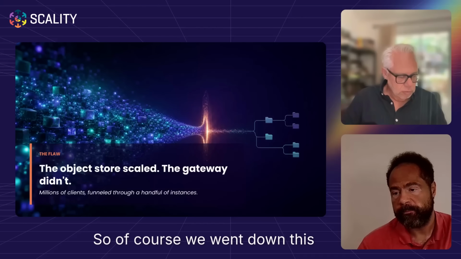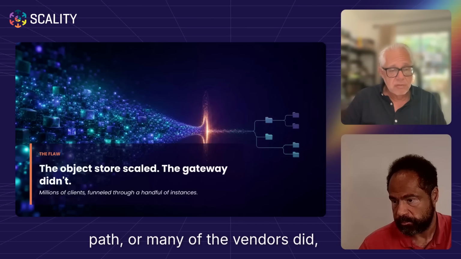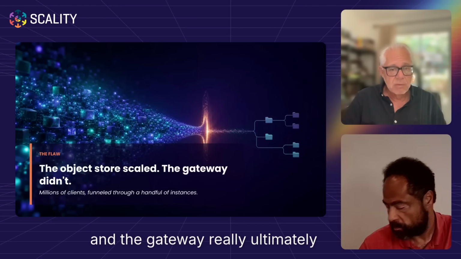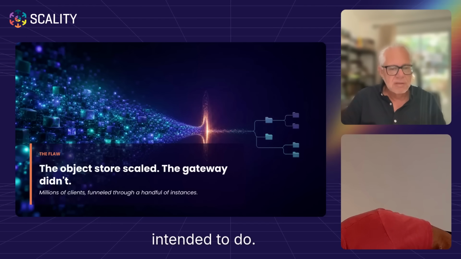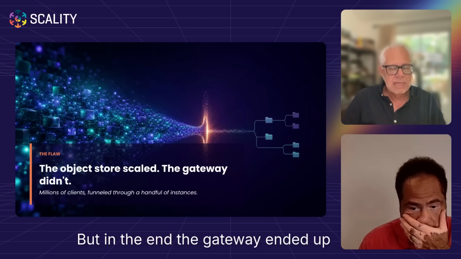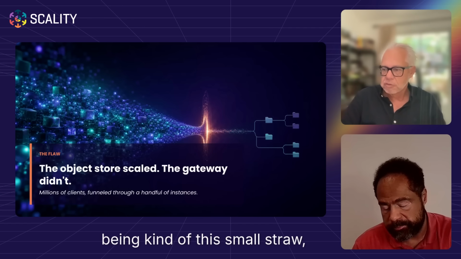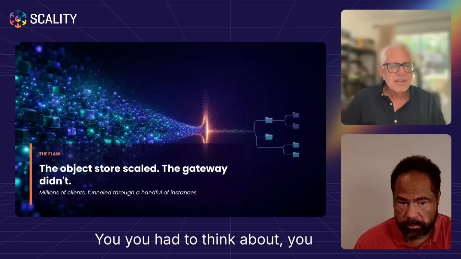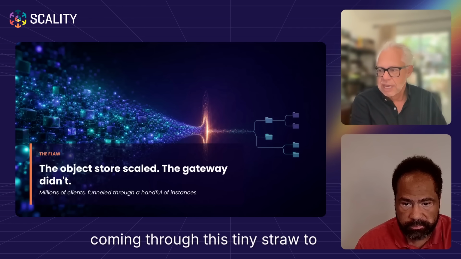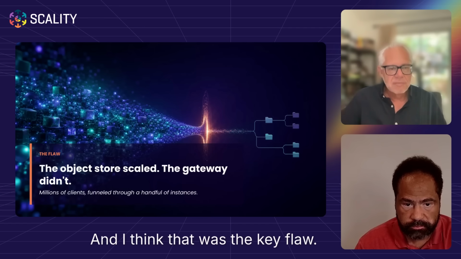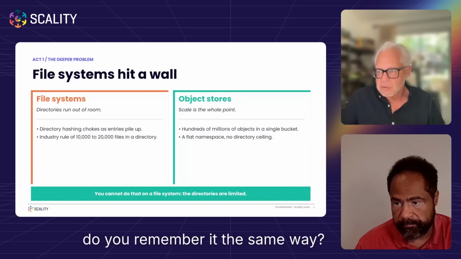So, of course, we went down this path, or many of the vendors did, and the gateway ultimately had a limit, right? The object store did what it was intended to do. It scaled. But in the end, the gateway ended up being kind of this small straw, this bottleneck. You had to think about thousands, hundreds of thousands, millions of clients coming through this tiny straw to access the data. And I think that was the key flaw. Do you remember it the same way?